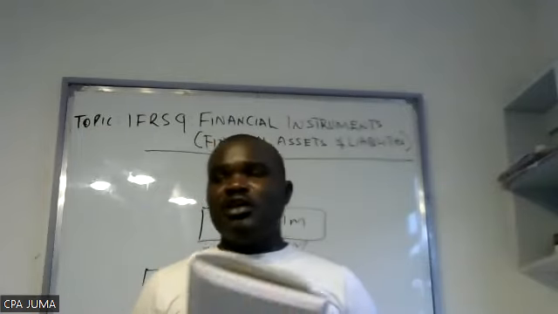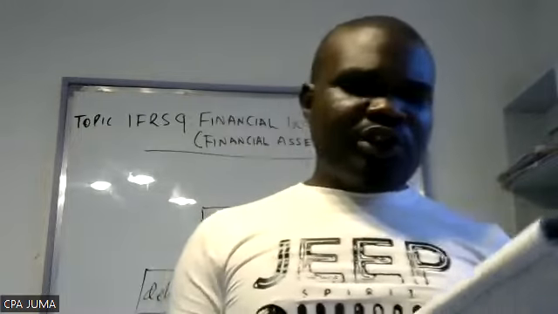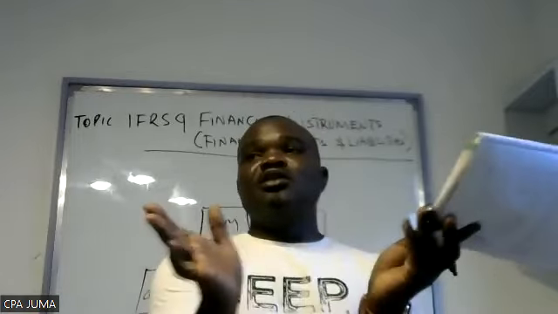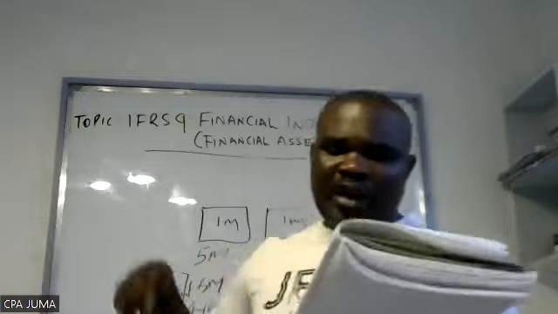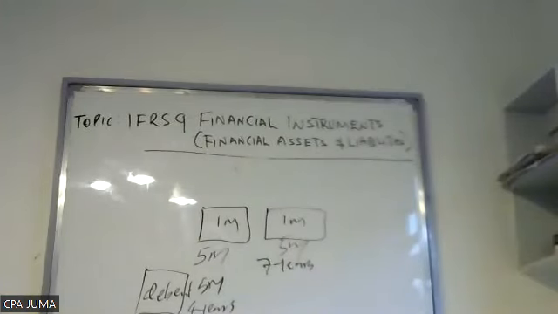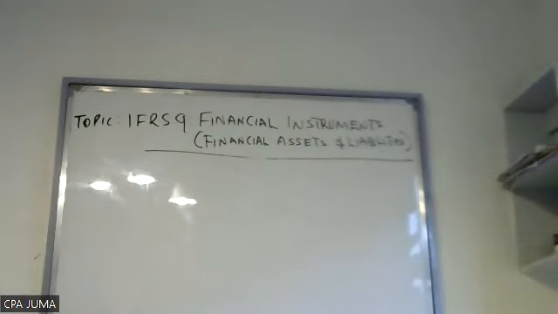So how do you calculate the equity component? The equity component is equal to the total proceeds. Proceeds is the amount which was given, so here, 5 million, the amount you gave them, minus the liability component. So how do you calculate the liability?